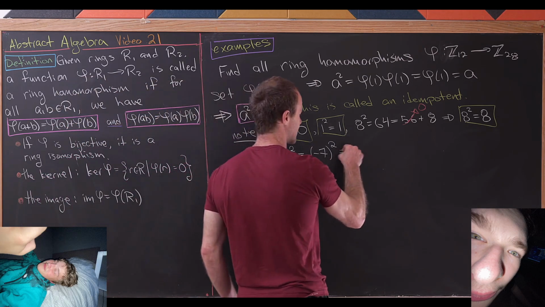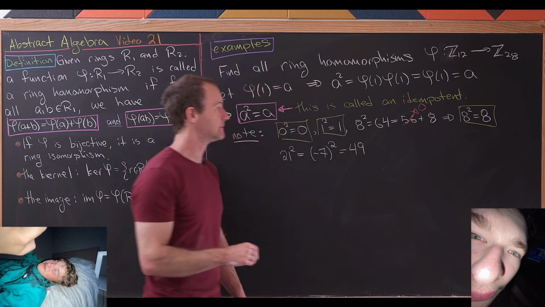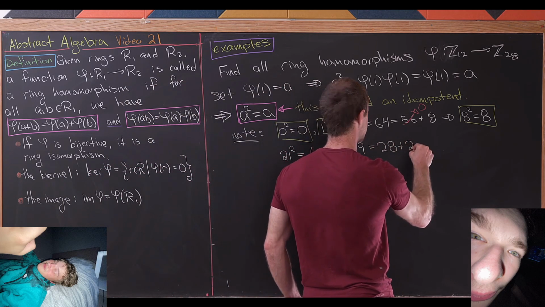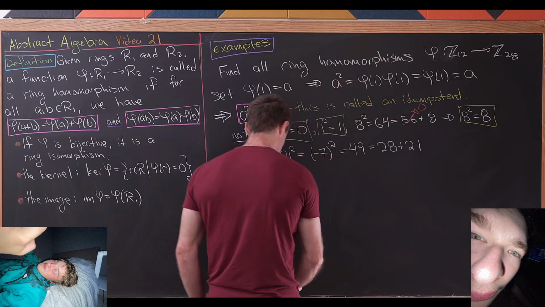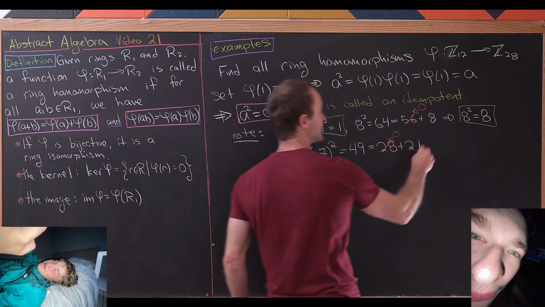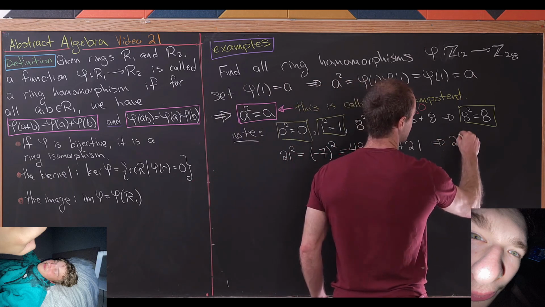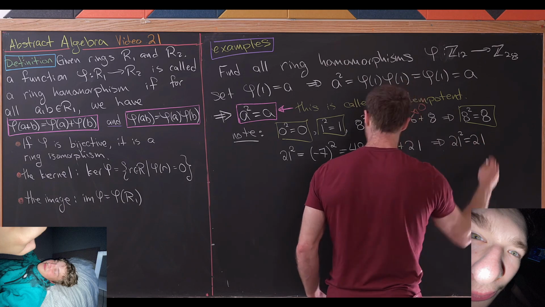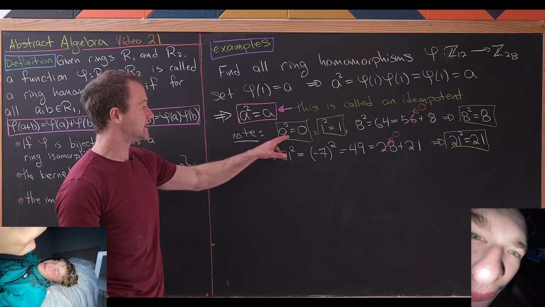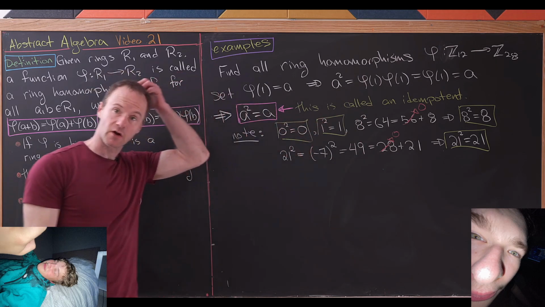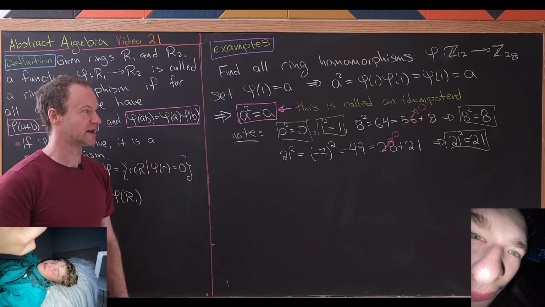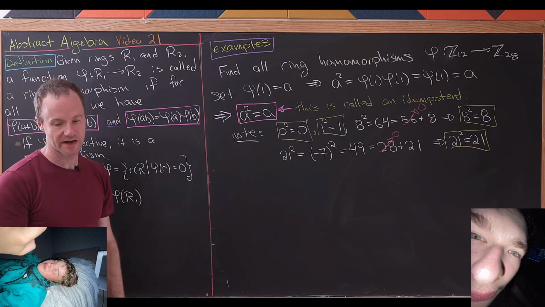Negative 7 squared is 49. But let's notice that 49 is equal to 28 plus 21. But then 28 is 0 in Z28. So that gives us our last idempotent, 21. We have 21 squared is 21. So far, these boxed elements right here are the possible values of phi of 1, and those are the only possible values after checking all of the idempotents.